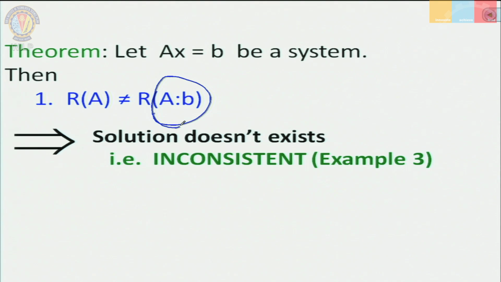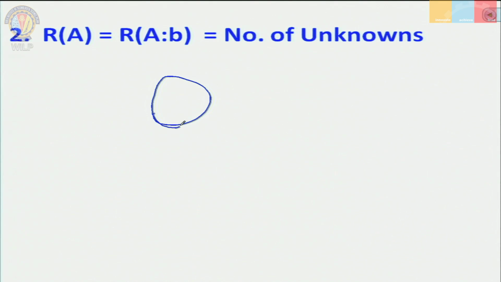Whenever the row rank of A is equal to the row rank of the augmented matrix, that implies the system is consistent.